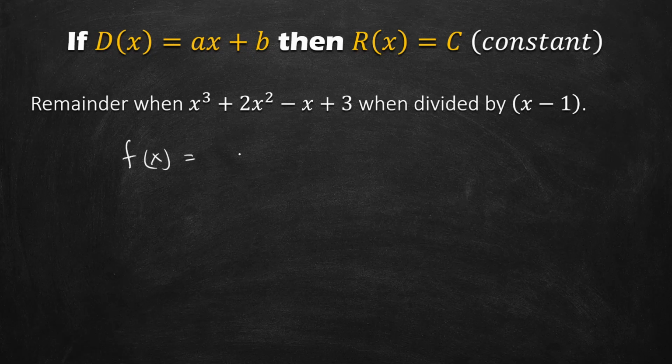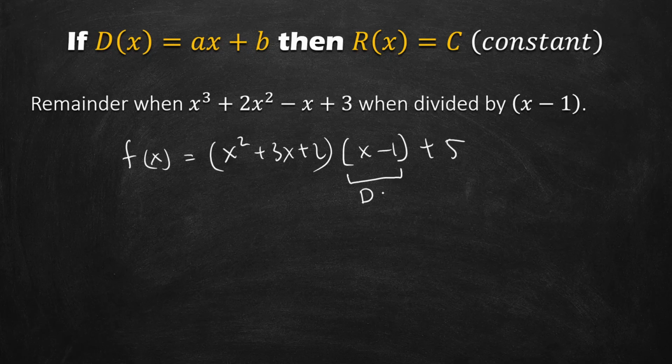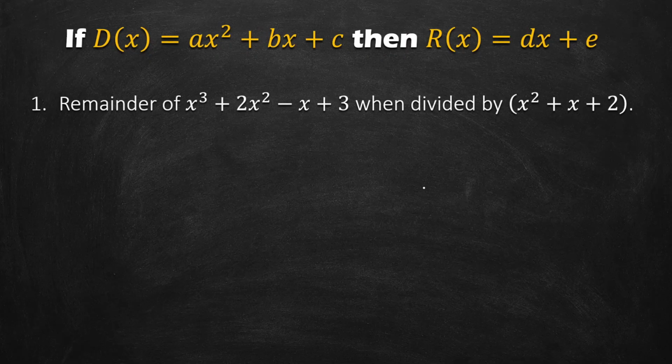So this one is x^2 + 3x + 2 times (x - 1) + 5. Here you can see that this one is d(x), which is degree 1, and then you can see here r(x) is constant, or degree 0. Same thing with this one. Here I increase the degree of the divisor to 2, and we expect that if the divisor is degree 2, then the remainder will be degree 1.